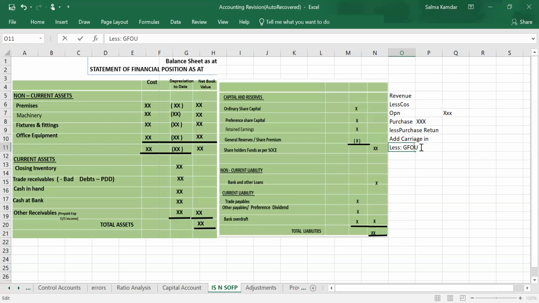Remember, goods for own use will always be a part of the adjustments. Goods for own use is always given in the adjustments. The drawings that are given in the trial balance are not goods for own use. Always remember that. Everything related to purchases happens in which column? The first column.